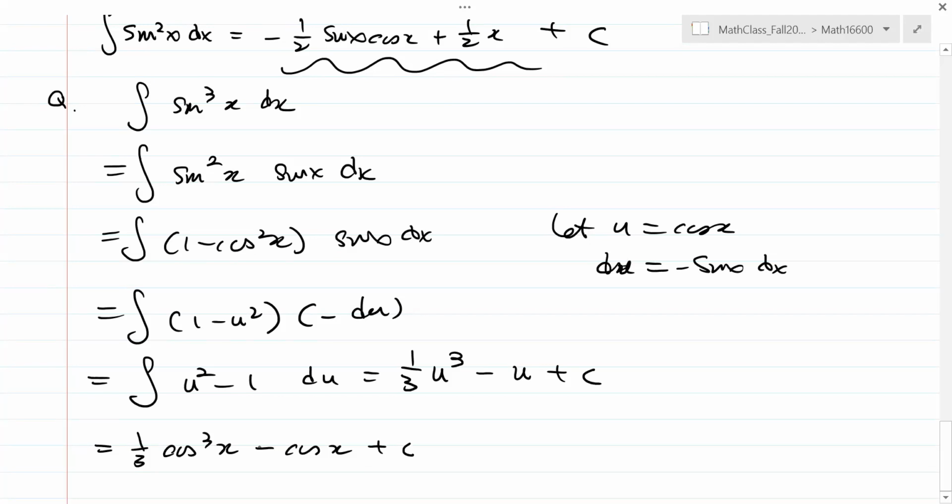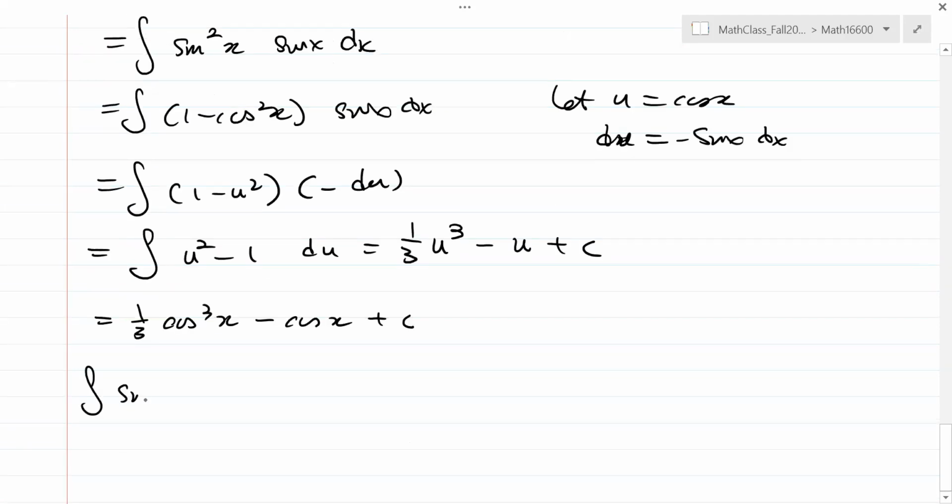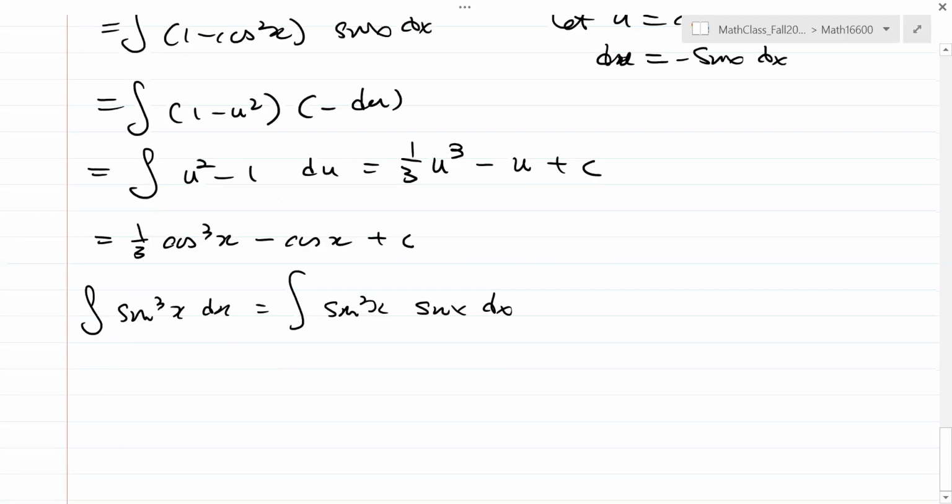Now, can we solve this problem using another method? Can I express sine cube x as a linear combination of sine and cosine only, without squares? Yes, it's possible, but it really needs other formulas. Okay. Can I use integration by parts? Because the integral of sine cube x dx is sine square x times sine x dx, right? And you can say, okay, I'm going to try integration by parts. I'm not sure that works.